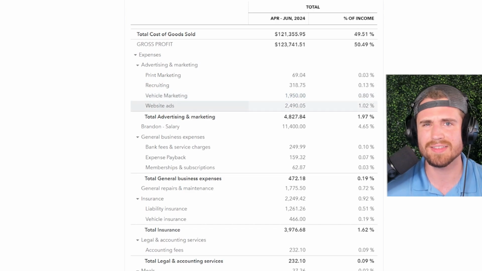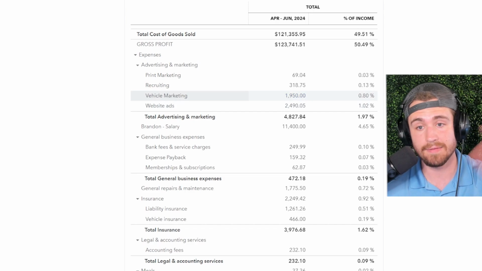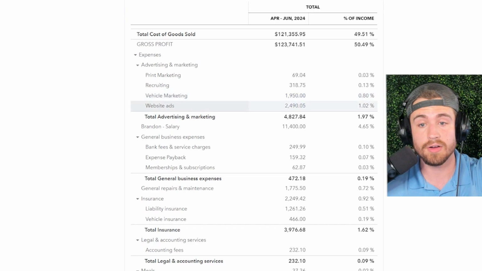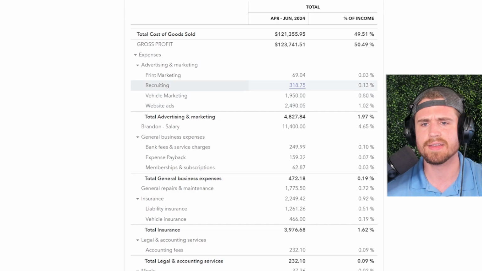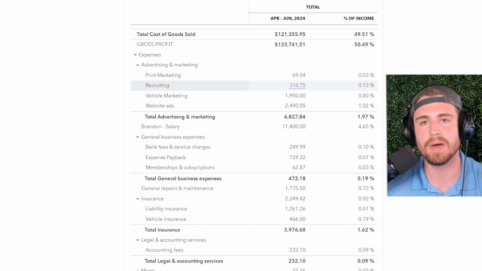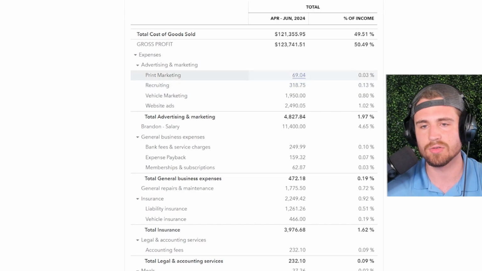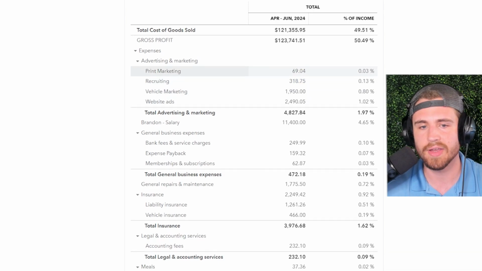Vehicle marketing. This is how I categorize the painting of the vehicles. You don't have to do this. Some people do, some people don't. But I like to consider painting of the trucks and lettering them as vehicle marketing. Recruiting, this is for the actual recruiting of team members. So this is money we spend on ads for recruiting team members. And print marketing, this is things like door hangers, yard signs, that sort of thing.